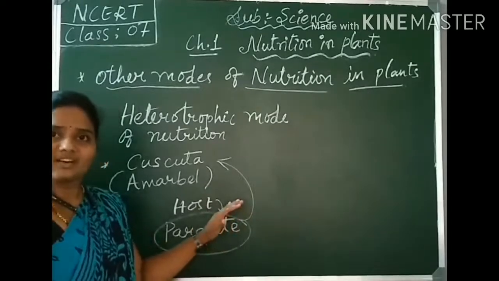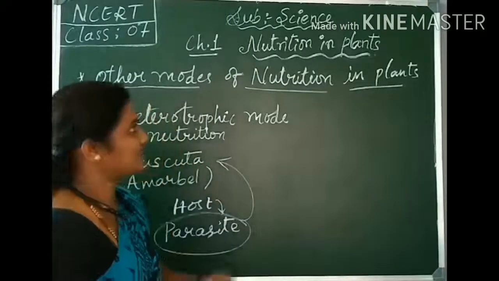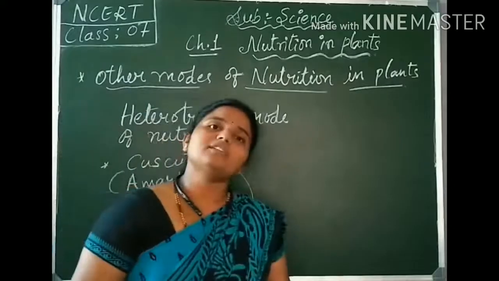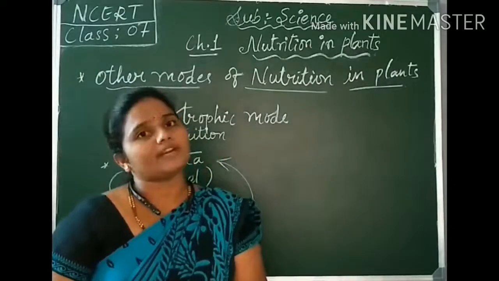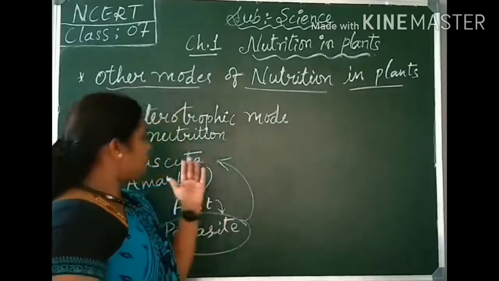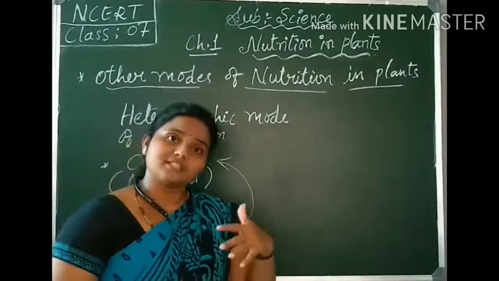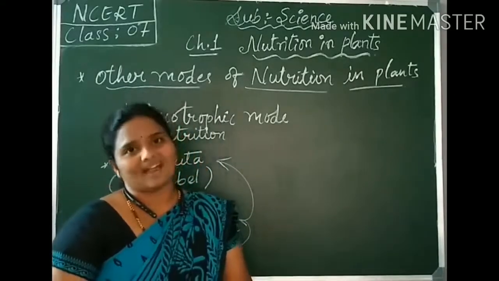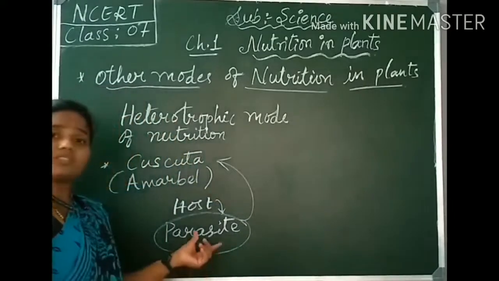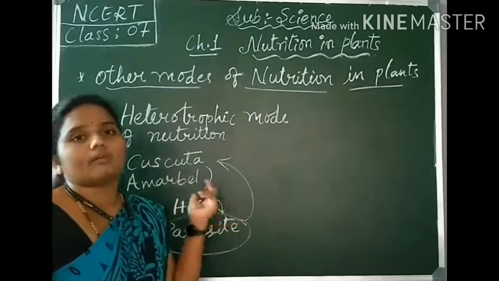Is it clear, children, now? Yes. Once again we will discuss in detail about other modes of nutrition in plants. Plants, along with the autotrophic mode, also show the heterotrophic mode of nutrition. For example, Cuscuta. It is able to take food, means nutrients, from another plant, isn't it? And it is called what here?